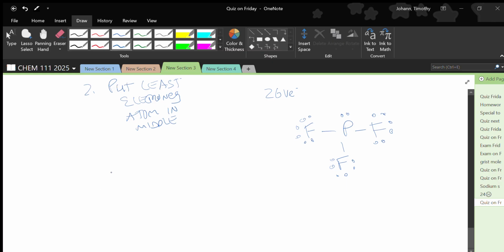Let's try this one. Let's do carbon, CS. I don't even know how to name this. Carbon sulfur dichloride. Sorry, I need to put 2 of them in there.